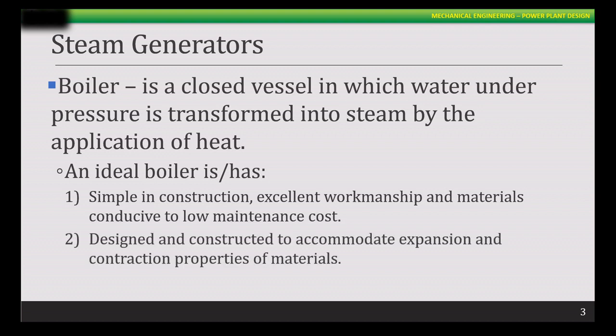So the second one is designed and constructed to accommodate expansion and contraction properties of materials because the boiler is subjected to heat and constant heating and cooling. So we want to have a boiler that accommodates this scenario. So third is adequate steam and water space. Of course, if it doesn't have enough space for steam and water, then it might not be able to supply enough steam to our equipment.